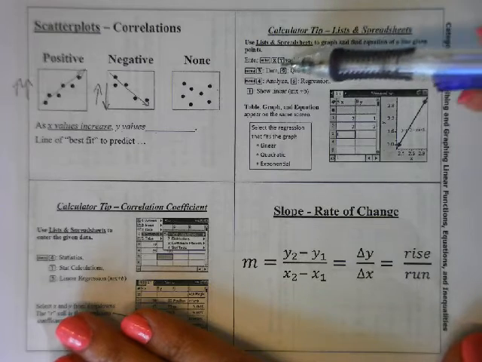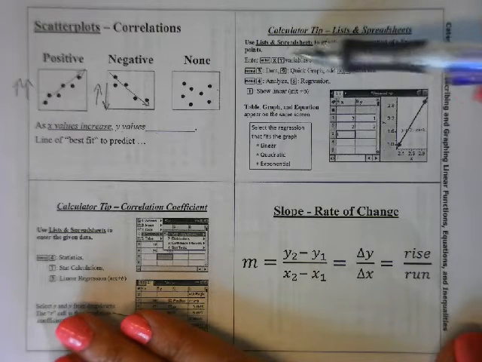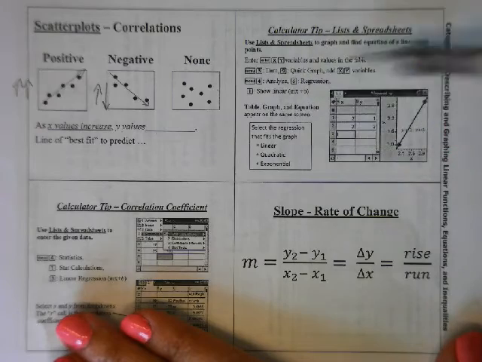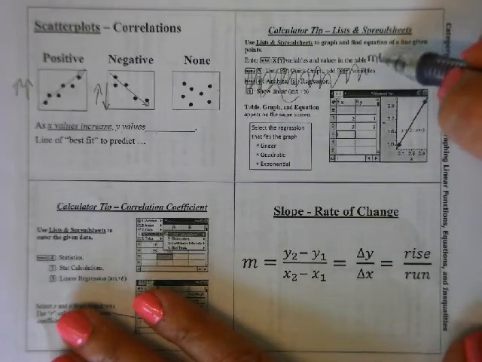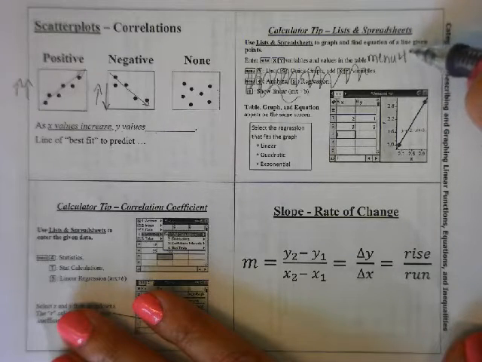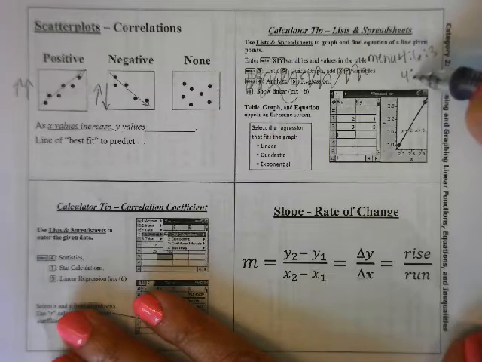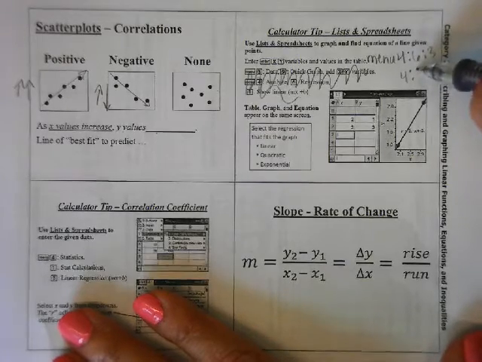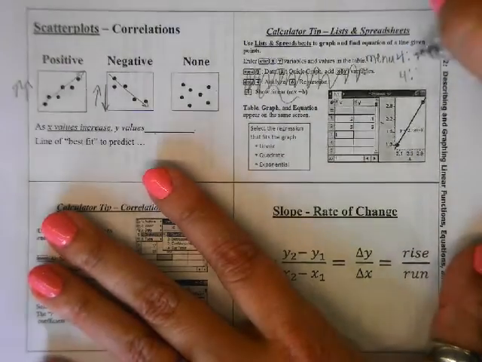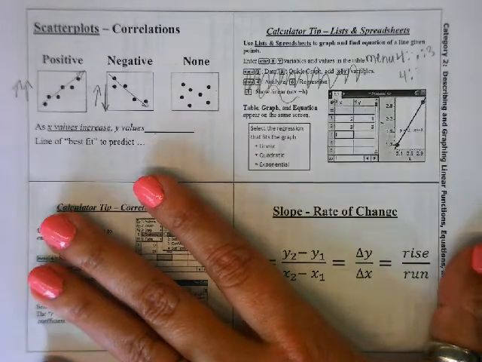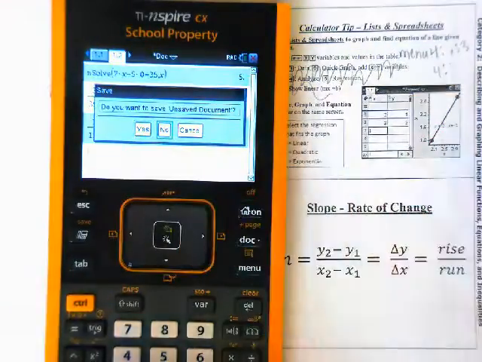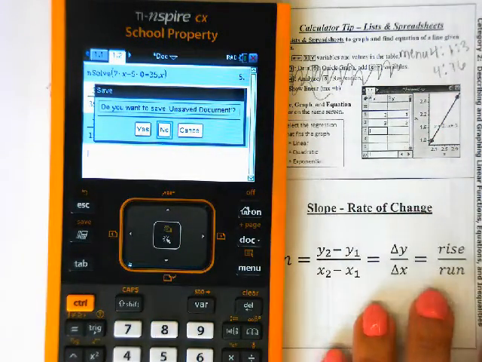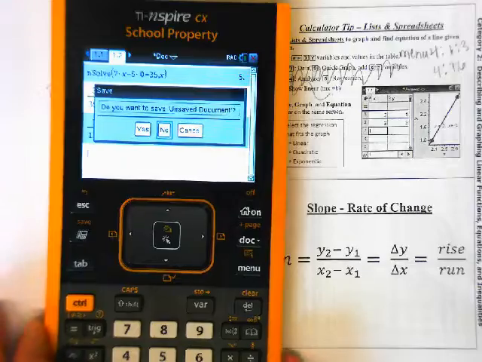Now, these directions are a little bit different. We can go into lists and spreadsheets, and we are just going to use our normal menu 4, 1, 3. Now I've confused myself. What's the one we normally do for lists and spreadsheets? 4, 1, 3. Thank you. Or 4, 1, 6, whatever type of graph it is.